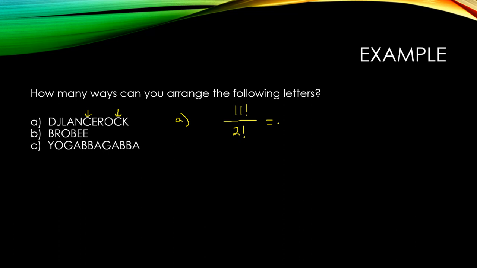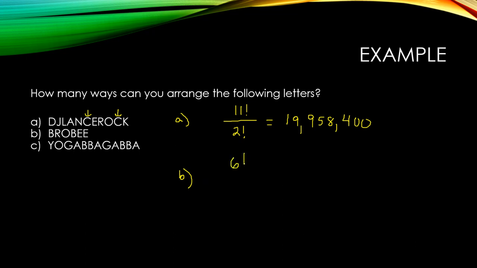In this case, that's something that's fairly easy to punch into our calculators. That is 19,958,400 ways to arrange letters in DJ Lance Rock. If we look at B, Broby is a character in Yo Gabba Gabba. How many ways can we arrange his name?